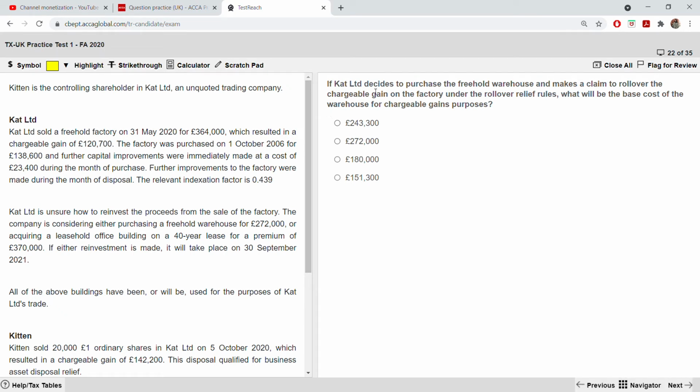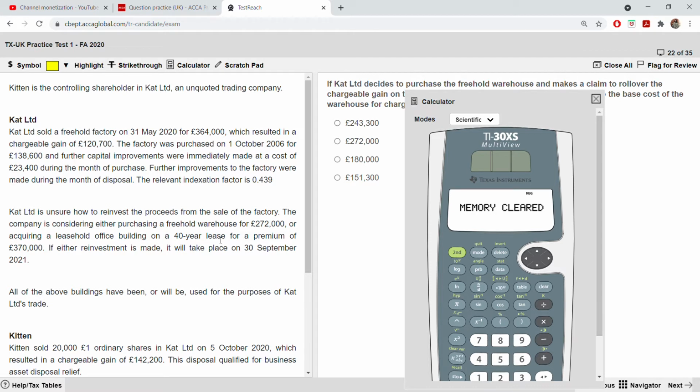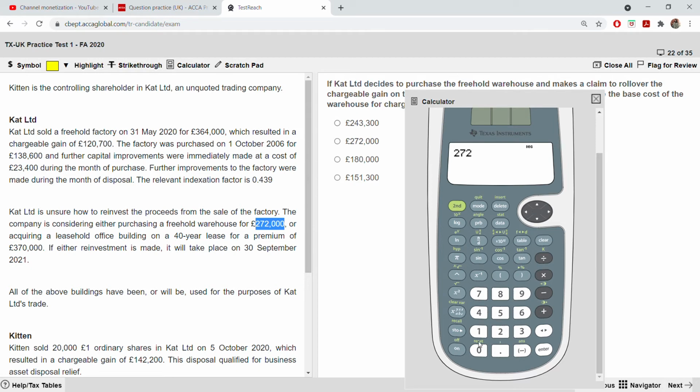Here, if CAT decides to purchase a freehold warehouse and makes a claim to roll over the chargeable gain on the factory under the rollover relief rules. Okay, there are rules under rollover relief. Okay, what will be the base cost of the warehouse for the chargeable gain purpose? So what will be the base cost? Let us take a calculator. Okay, so what is the cost? What are you purchasing the freehold warehouse at? What is the price? You are purchasing it at 272,000. Okay, so it will be a little bit a long calculation for you if I show you in the calculator, but never mind, let us show this.